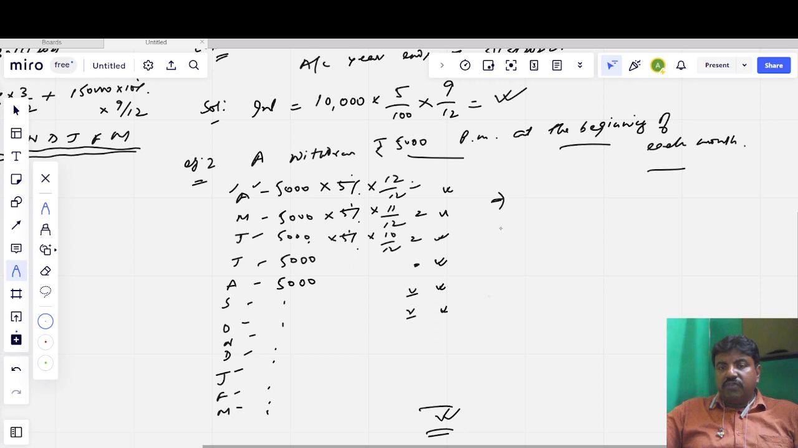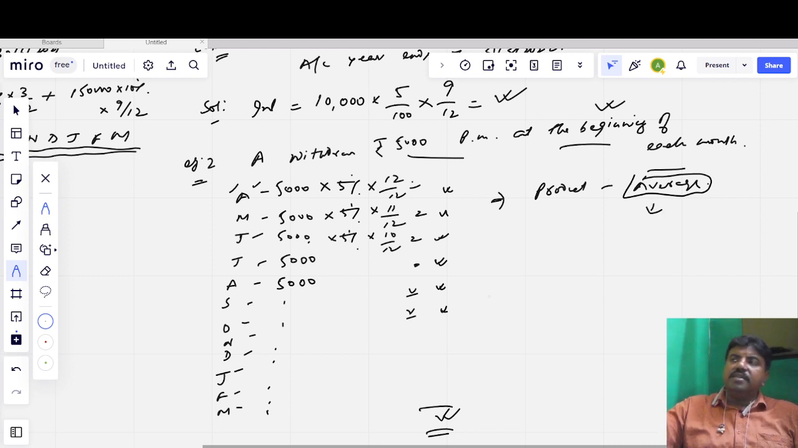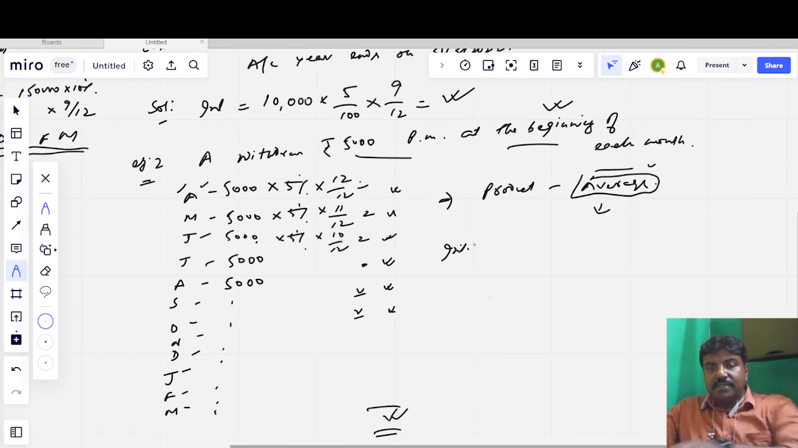Then the shortcut way is we can either apply the product method or we can apply the average method. So I will discuss today the average method of calculating interest in these specific cases. Not only in these specific cases, whenever you find a certain amount is withdrawn from the business and between two drawings there is a certain gap, then you can take help of this average method.